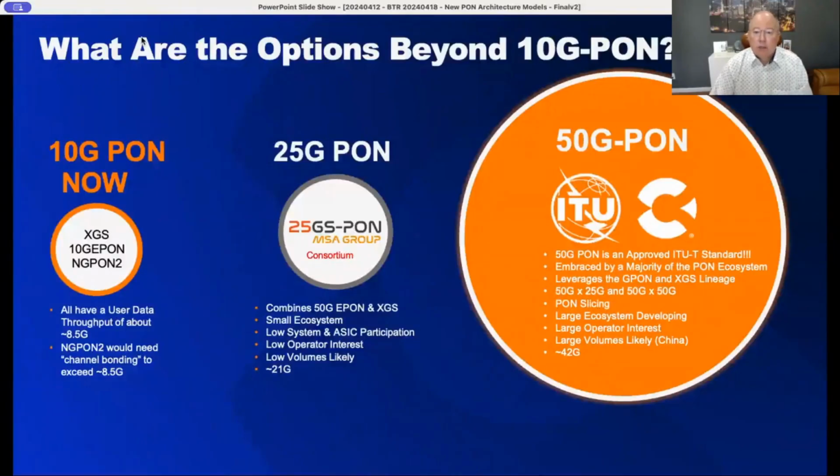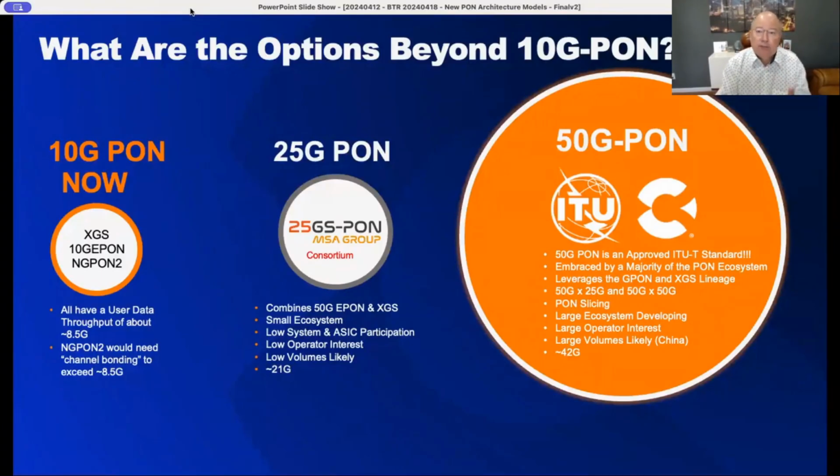All right. So yes, this area of the next generation PON technologies beyond that of 10 gig. Certainly, where we are with 10 gig, it's about 8.5 gigabits or so of throughput, regardless of the 10 gig technology that you're using. If you look at 25 gig PON, so the 25GS PON MSA, it's a consortium.